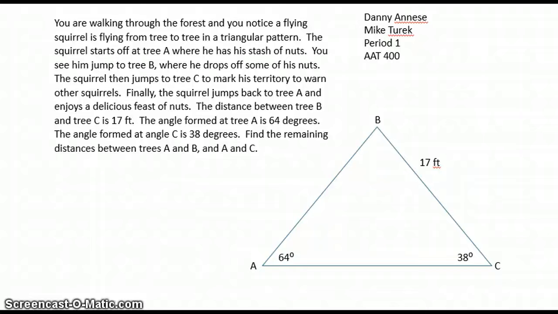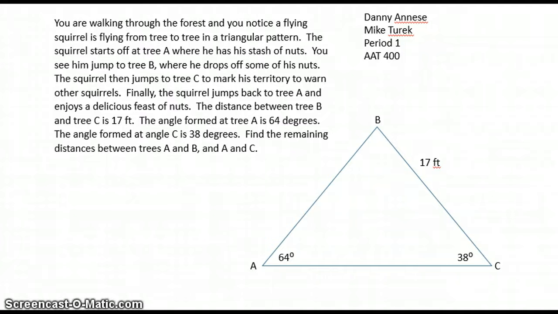You are walking through the forest and notice a flying squirrel is flying from tree to tree in a triangular pattern. The squirrel starts off at tree A, where he has his stash of nuts. You see him jump to tree B, where he drops off some of his nuts. The squirrel then jumps to tree C to mark his territory to warn other squirrels. Finally, the squirrel jumps back to tree A and enjoys a delicious feast of nuts.